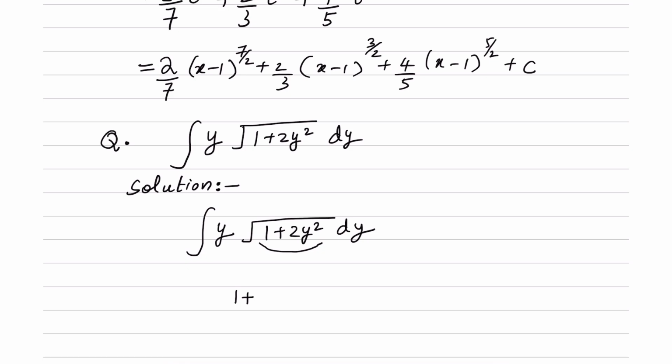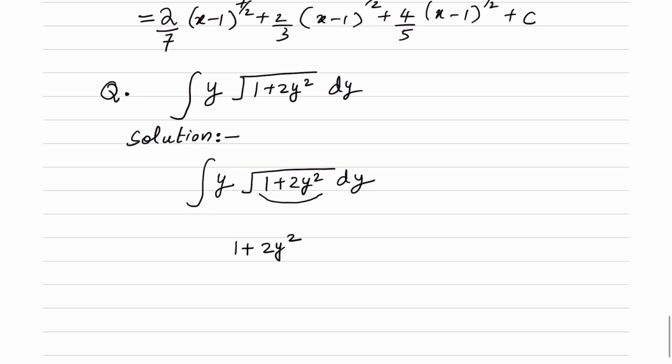Let's suppose 1 plus 2y squared equals another variable, but before that, what is the derivative of 1 plus 2y squared, which should be written here? The derivative of 1 plus 2y squared is 0 plus 4y, that is, 4y. So we can see y written here but not 4, but 4 is a constant, so it will be adjusted later on.